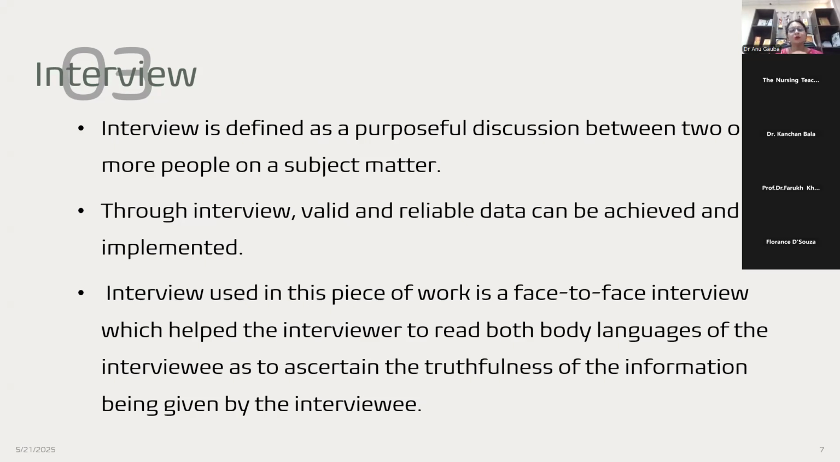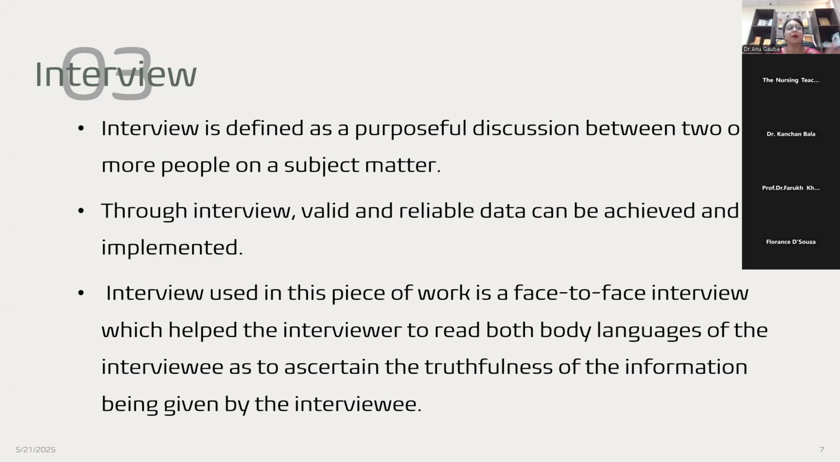For example, I would like to collect information regarding the post effects of COVID, right? So I will try to select those samples who have already recovered from COVID, right? So that means you are having a purposeful discussion. You two are having a discussion. Interview is there. You two or more people are having interaction on that particular topic. That is interview.